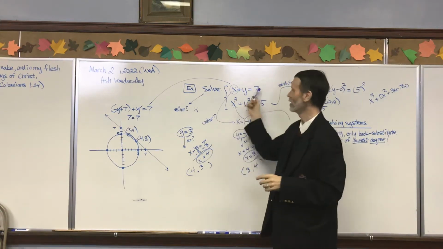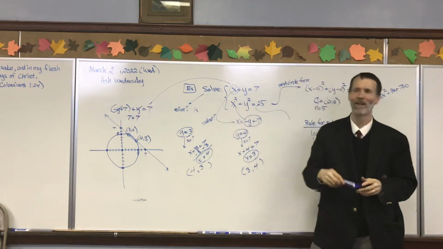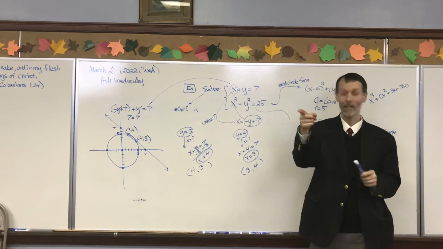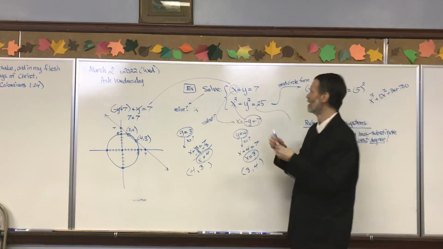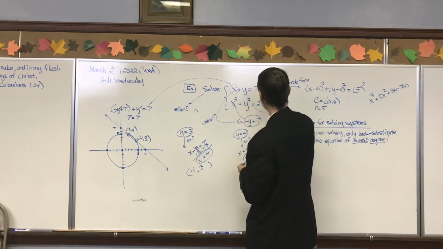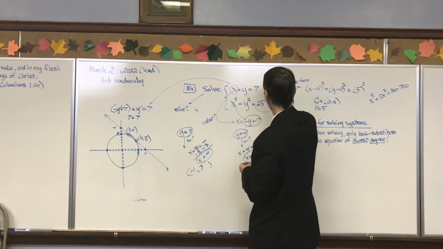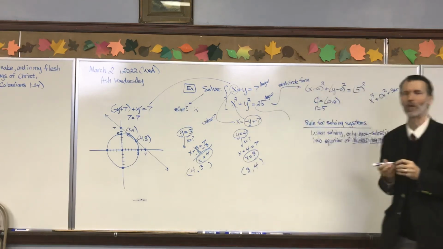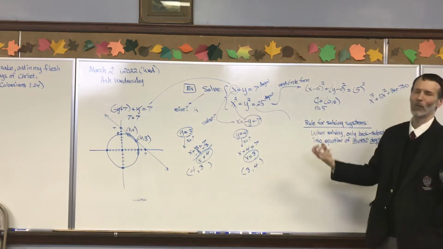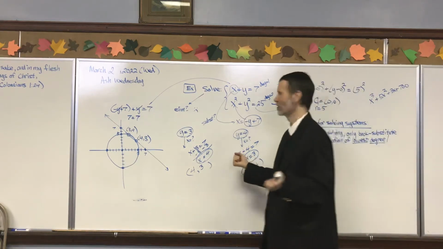What's the degree of the top one? Adam? It is exactly, it's 1. Down here, it's degree of 2. Up here, degree of 1. According to this rule, if you get x or if you get y first, where should you back substitute it?